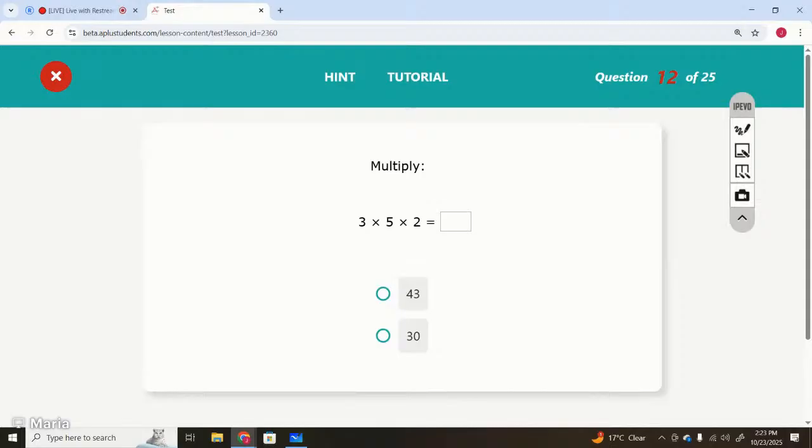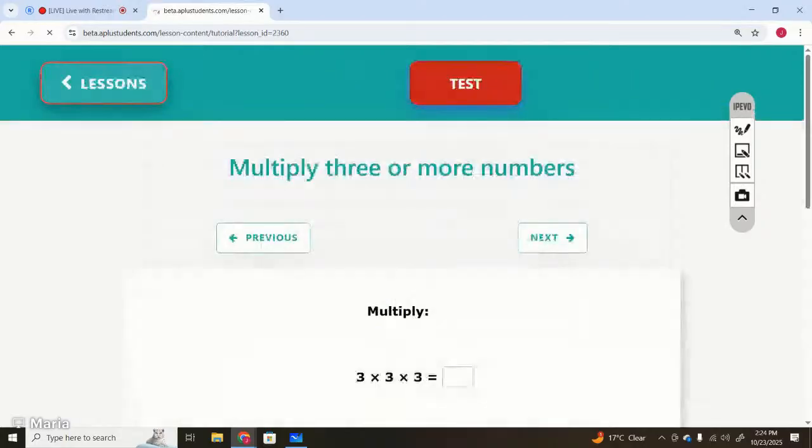5 times 3 is 15 and 15 times 2 is 30. Option number 2 is the correct option. Okay, you complete the lesson by yourself later today. Let me move on to next lesson.